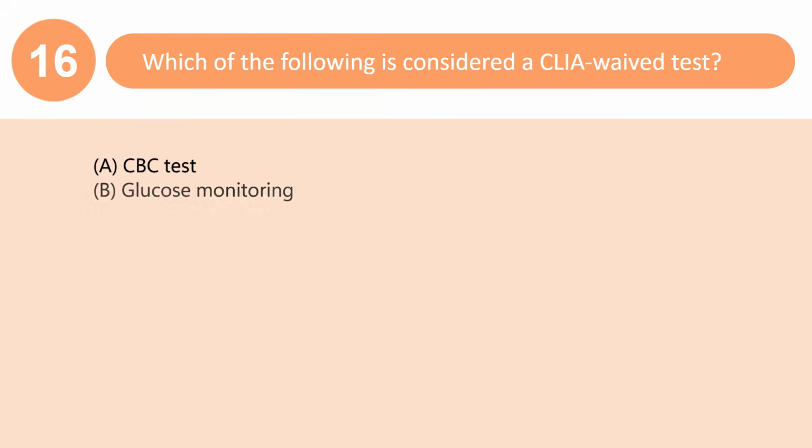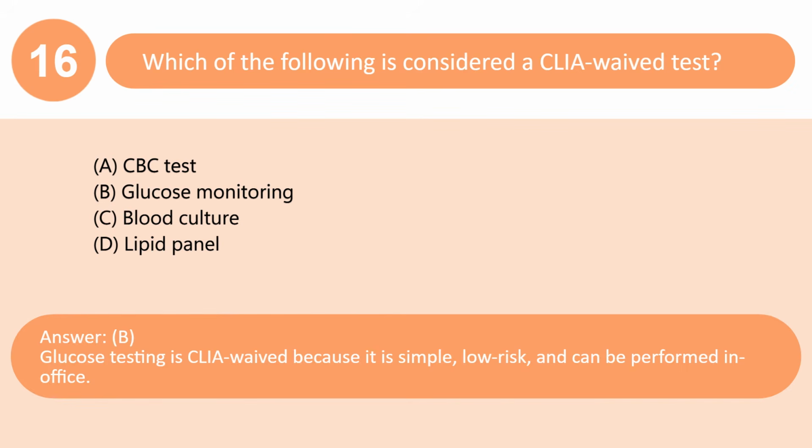Which of the following is considered a CLIA-waived test? A. CBC test. B. Glucose monitoring. C. Blood culture. D. Lipid panel. Answer: B. Glucose testing is CLIA waived because it is simple, low risk, and can be performed in office.